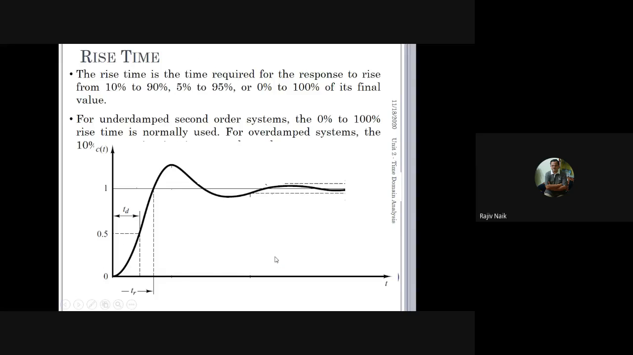So if I put it equal to pi, then tr from this equation is equal to pi minus phi divided by omega d, or pi minus phi divided by omega n into root of 1 minus zeta square. I have put the value of omega d. Or in general, tr is equal to this much, where phi, as we have seen in the previous slide, is tan inverse of root of 1 minus zeta square divided by zeta.